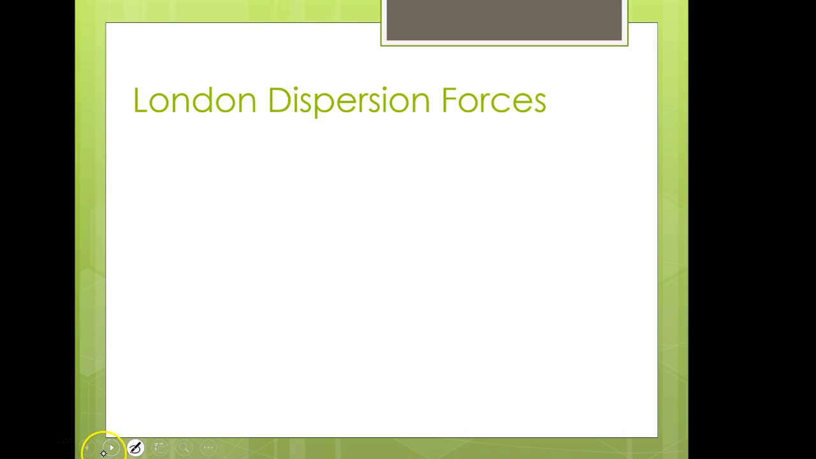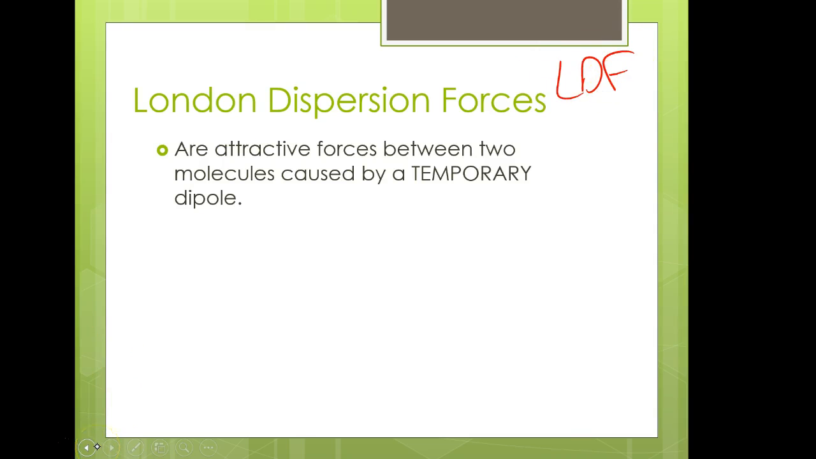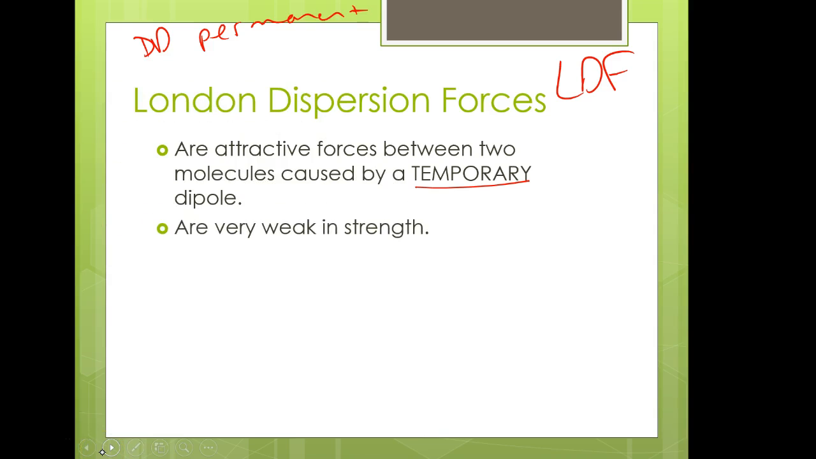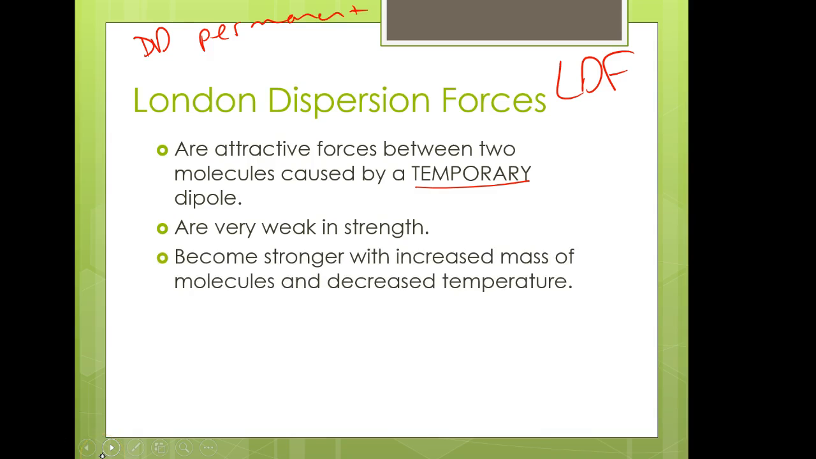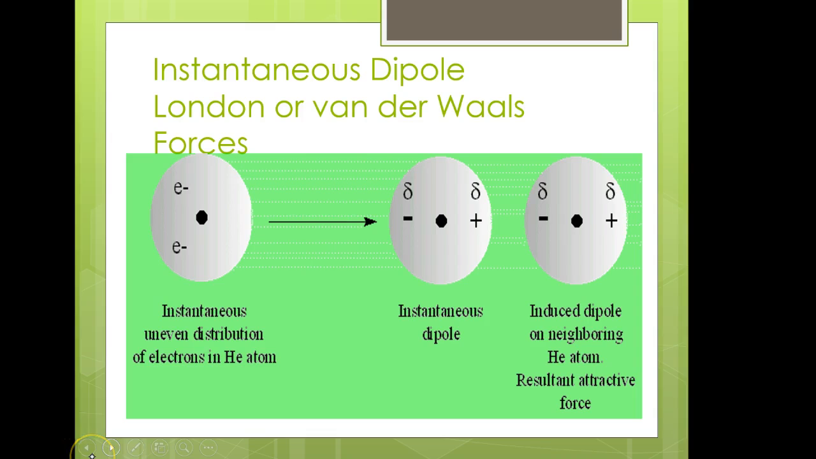The last of our intermolecular attractive forces is called London dispersion forces, LDF for abbreviation. These are attractive forces between two molecules that are caused by a temporary dipole. Okay, the dipole-dipole force is permanent. It's based on structure. LDFs are temporary because they are fleeting. They're very weak in strength. They don't last very long. As the temperature drops, they do get a little stronger, or if you're talking about bigger and bigger molecules, it gets a little bit stronger.